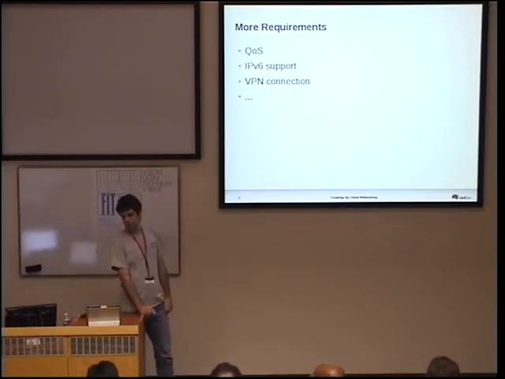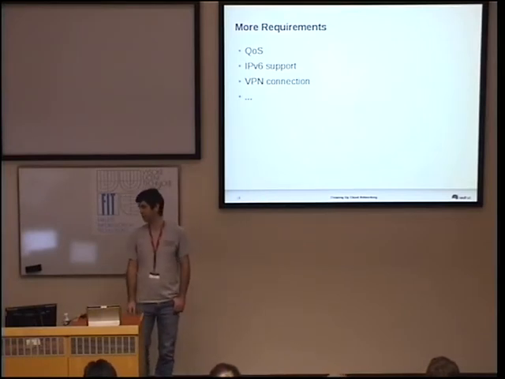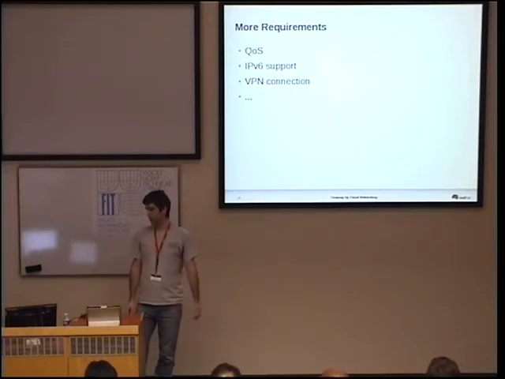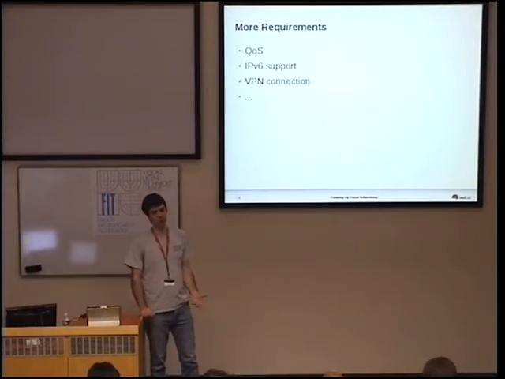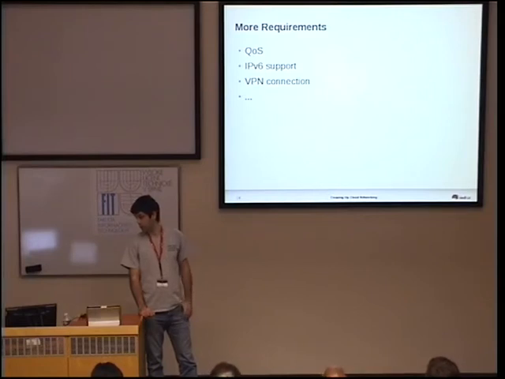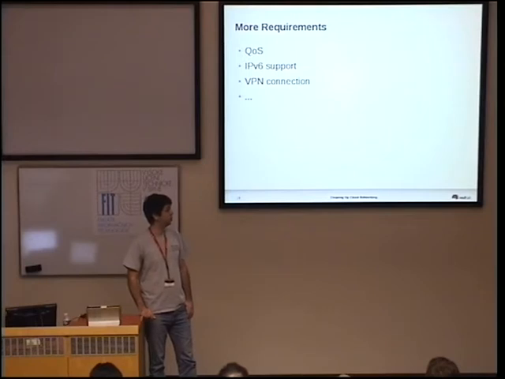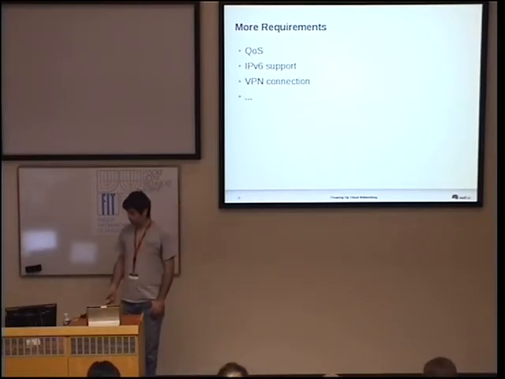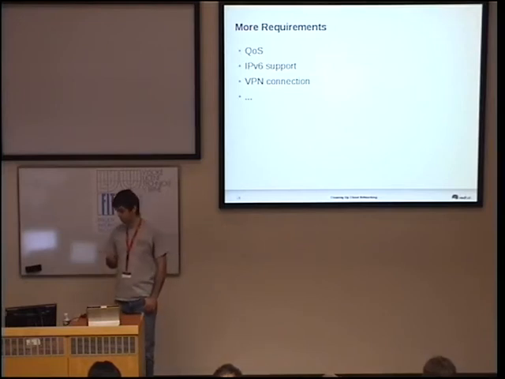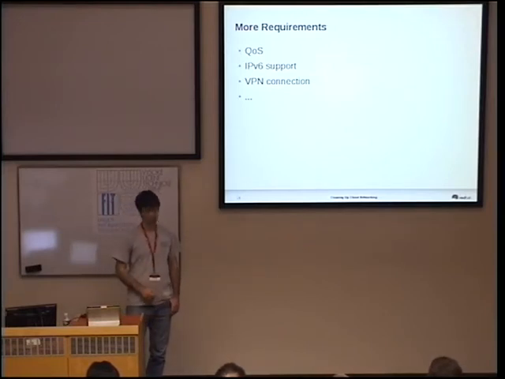There's also more stuff that will be needed in the future, or is needed and is currently being implemented. That's QoS, quality of service support, meaning different virtual machines can have different bandwidth allocation. IPv6 support, that's mostly important for various tunneling things. IPv6 tunneling, for example, in OpenStack is currently not supported. Various VPN connections and so on. So there's quite a lot of interesting stuff going on.